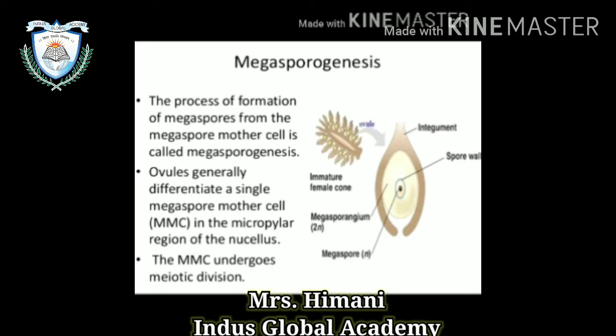This process is called megasporogenesis. Second point, ovule generally differentiate a single megaspore mother cell in the micropylar region. I told you what is micropylar end of the nucellus. The MMC, or megaspore mother cell, undergoes meiotic divisions.